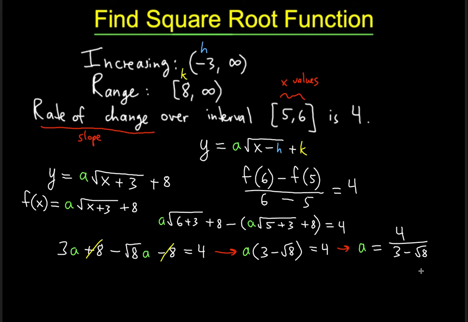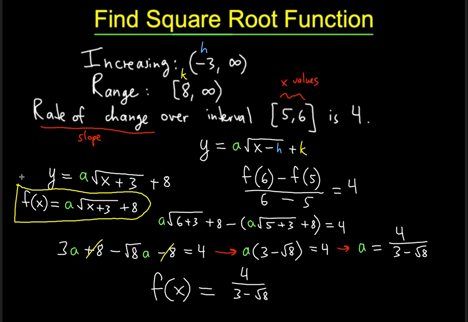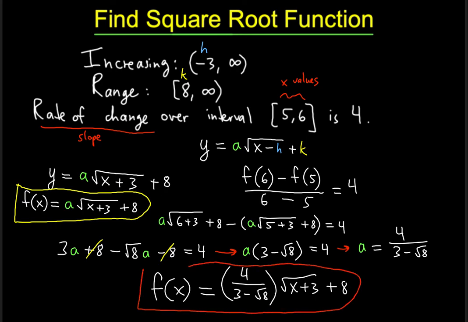Beautiful. So now we are ready to formulate our function using the information we found. The function f of x will be equal to 4 over 3 minus radical 8. That's the a value, so let's keep it in parentheses. And then times the square root of x plus 3, of course, and then plus 8. So you have found your square root function using 3 pieces of information given.